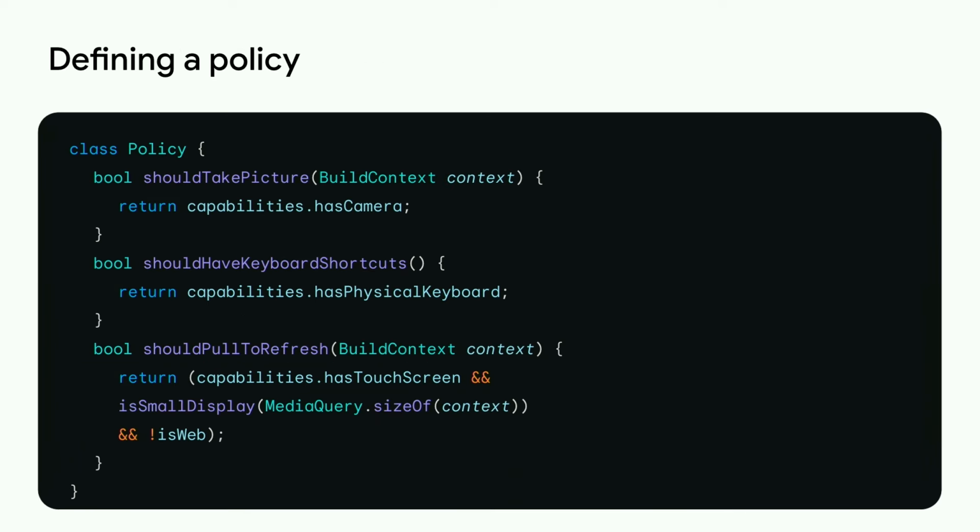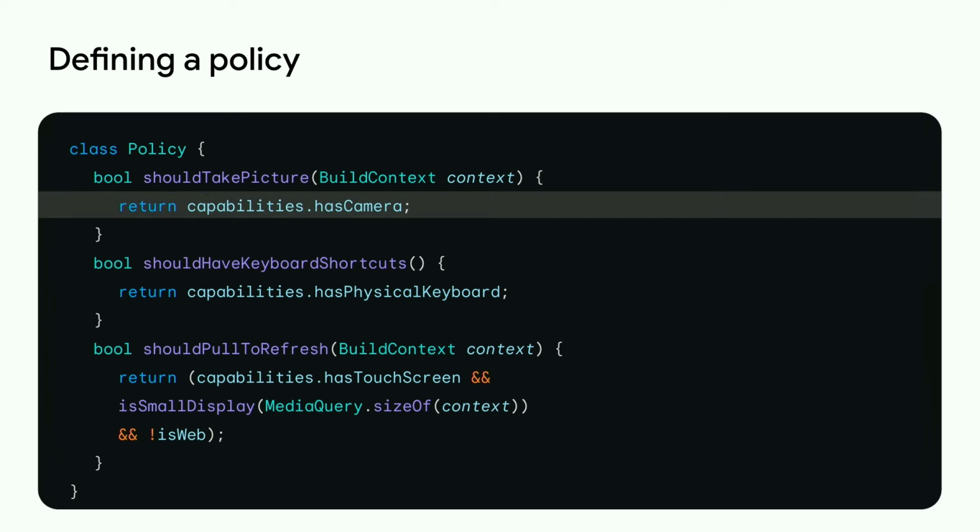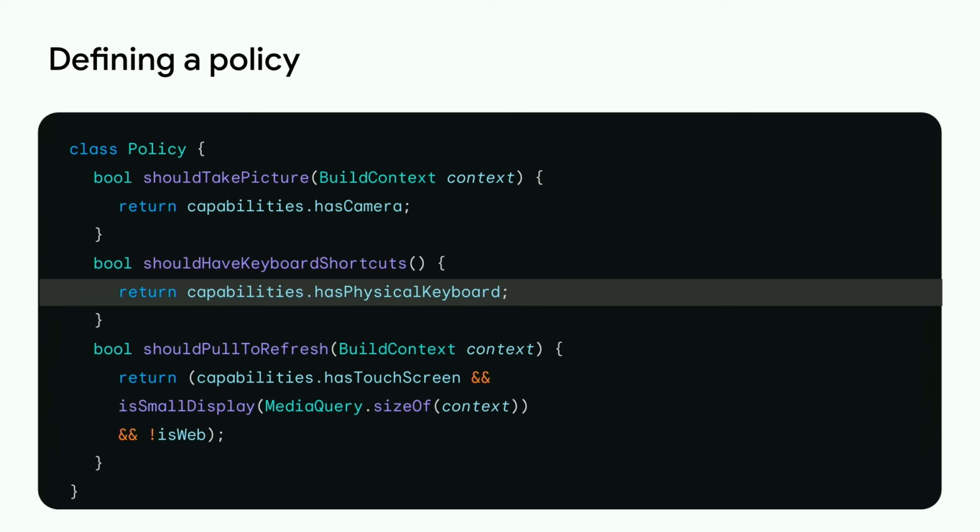So from there, we can define a policy class to determine whether certain features are supported in our app based on the device's capabilities. So here we've written code that determines if taking a picture is supported, depending on whether the device has a camera. And as long as the device has a physical keyboard, the app supports keyboard shortcuts.